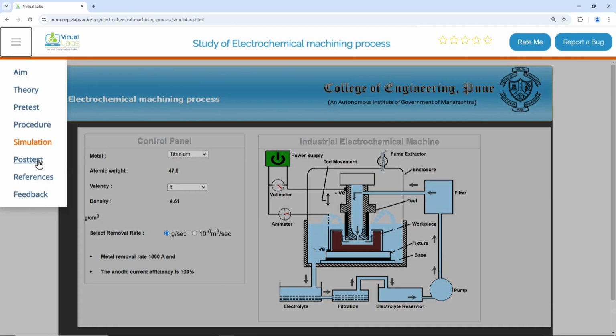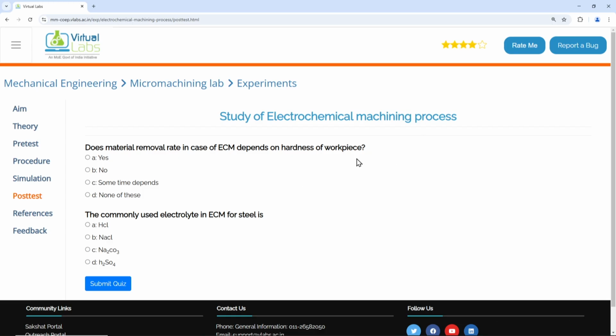Right. Let me now come to the post-test questions here. Does material removal rate in case of ECM depend on hardness of the workpiece? Now, what do you think? We have been talking about this time and again. Hardness is not a parameter that affects the material removal rate in ECM. So, no. The commonly used electrolyte in ECM for steel is NaCl.